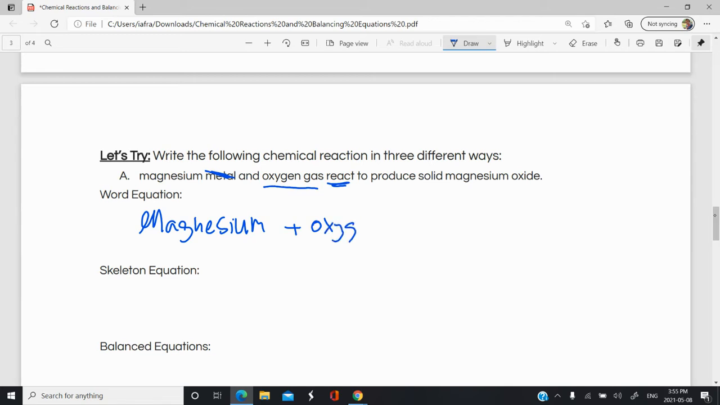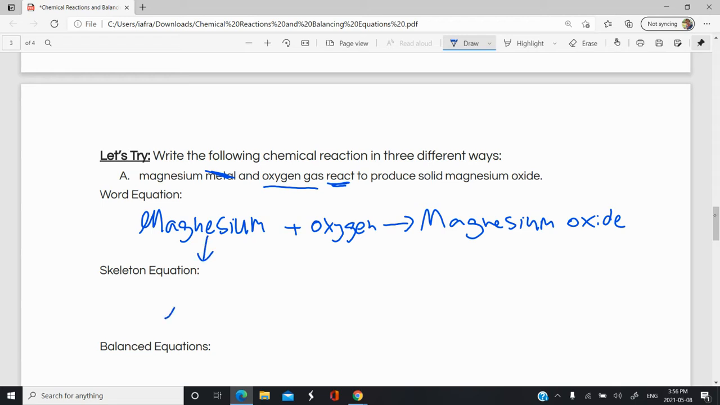You don't really put states. Some people will put states for those Hofbrinkel elements, but you don't need to. So plus oxygen, and then it's producing magnesium oxide. And we don't have to put solid. We only have to put states when we're writing out our skeleton equation. And so we're going to write our skeleton equation next. We're going to turn these into their symbols and formulas.